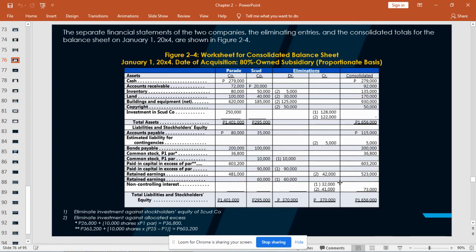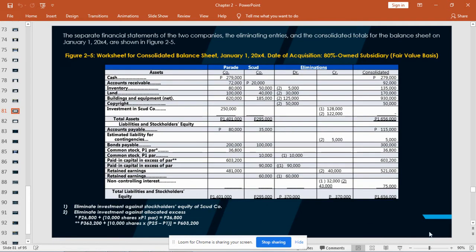Ayan. So, yung ating gain kanina is 42,000, while dun sa second, we will have only gain of 40,000. Okay? Because we considered the fair value of our non-controlling interest of 75,000. Right? Sana na-gets nyo.